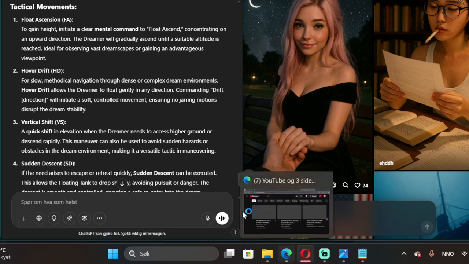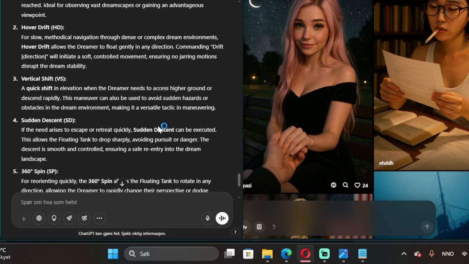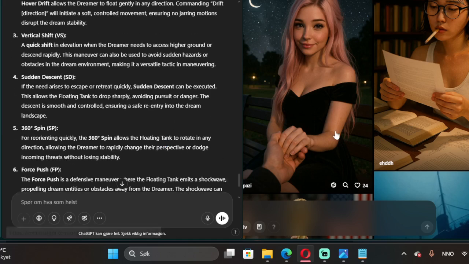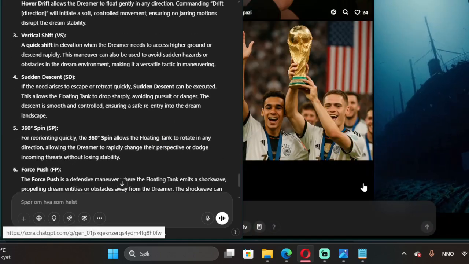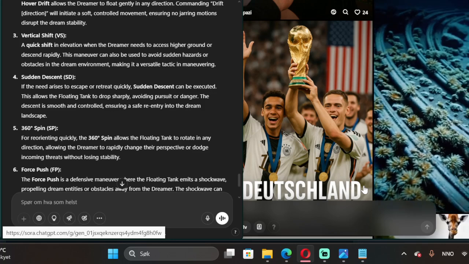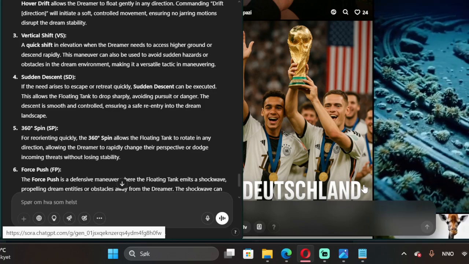3. Vertical shift, VS, a quick shift in elevation when the dreamer needs to access higher ground or descend rapidly. This maneuver can also be used to avoid sudden hazards or obstacles in the dream environment, making it a versatile tactic in maneuvering.